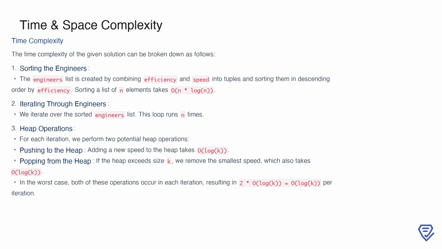Next, we iterate through the list of engineers, which involves a single loop running n times. During each iteration, we perform heap operations. Adding a new speed to the heap takes O(log k), and if the heap exceeds size k, removing the smallest element also takes O(log k). Together, these operations contribute O(log k) per iteration. Multiplying this by the n iterations in the loop gives us a time complexity of O(n * log k) for the heap operations. This breakdown helps us understand how each step contributes to the overall complexity of the solution.